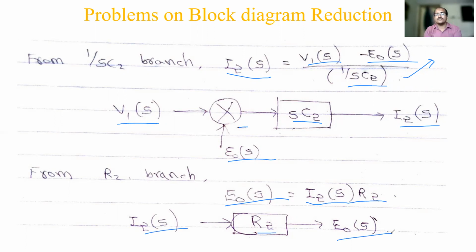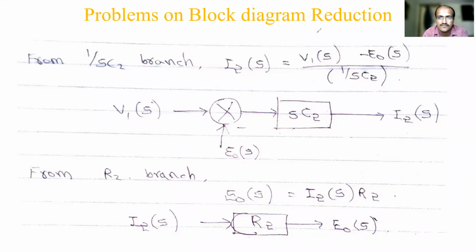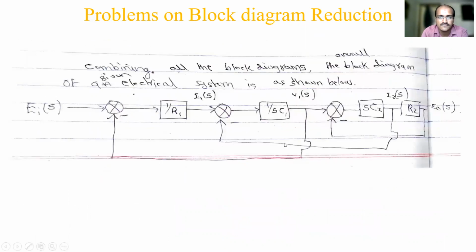So now you have to club all these things, same as the previous thing we have done. First you have to take all the forward path. I guess you have 3 summing points in the beginning, one after the other. I will write it here, you can verify later once you get the notes. Combining all the block diagrams, the overall block diagram of the given electrical system is as shown below. See here, EI of S was there first, and then minus, it is coming from E naught of S. So V1 of S is here.